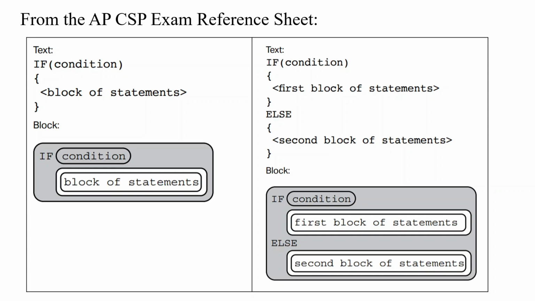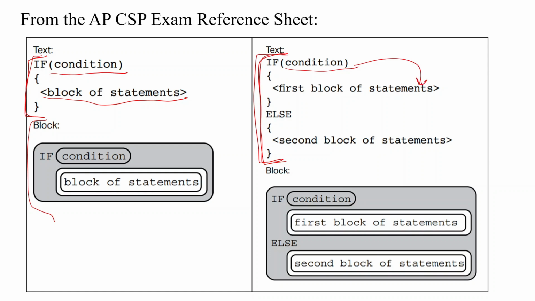From the AP CSP exam reference sheet, the formula sheet you're given on the exam, these are what those two conditionals look like. You can have a plain if statement: if the condition is true, run the block of statements. And this is what it looks like as block code. Or you can have an if-else statement. If the condition is true, this runs. If the condition is false, then this runs. And here is an example of what that looks like in block code as well. These are the two conditionals that we are going to cover on the CSP exam and be working with and tracing through.